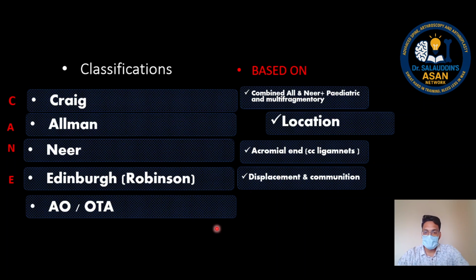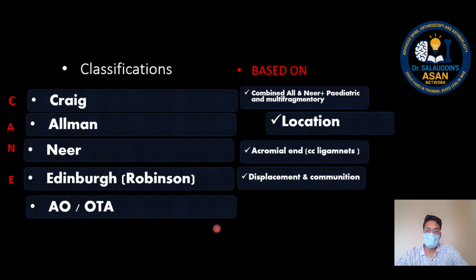Okay. So Neer divided the shaft, lateral end and the medial end. According to Neer, the lateral end is more important because there are coracoclavicular ligaments at the acromial end. So if the coracoclavicular ligaments are intact and the fracture is minimally displaced, it's type 1. If the fracture is medial to the coracoclavicular ligaments, it's type 2.